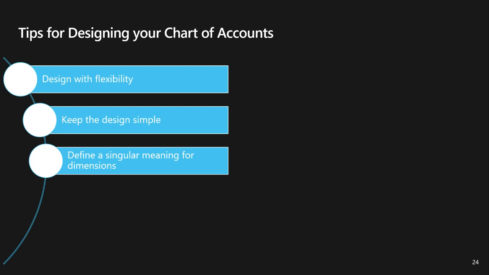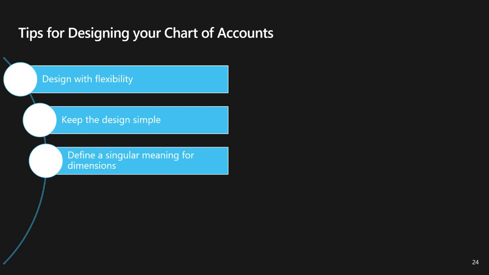Next is to define a singular meaning for segments. Try to make each dimension value always have the same meaning, regardless of the other segments around it. If the segment value has a different meaning based on how it is joined, you are really treating your chart of accounts as if there was only one large segment. In other words, the individual dimensions mean nothing, and you must look at the full combination to understand the meaning. This defeats the purpose of having a multi-dimensional chart of accounts in the first place and makes things very confusing.